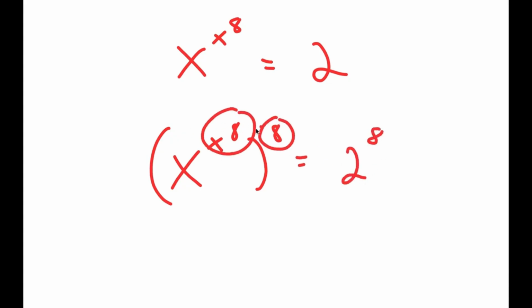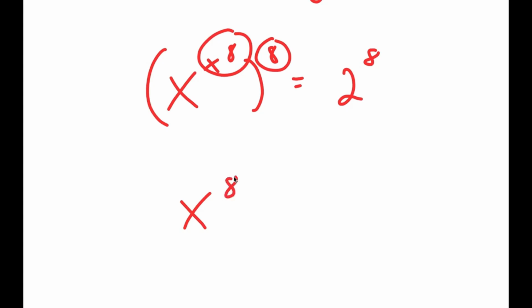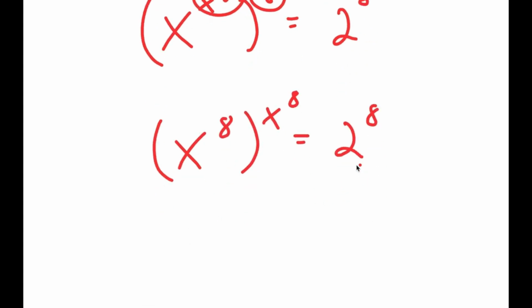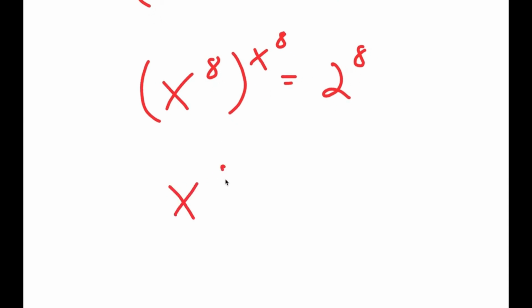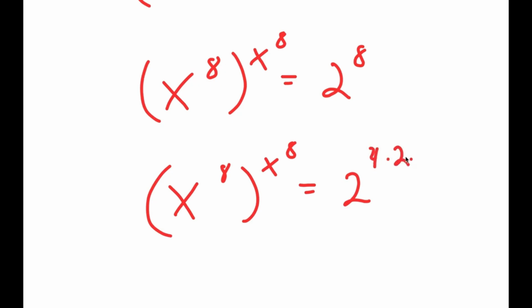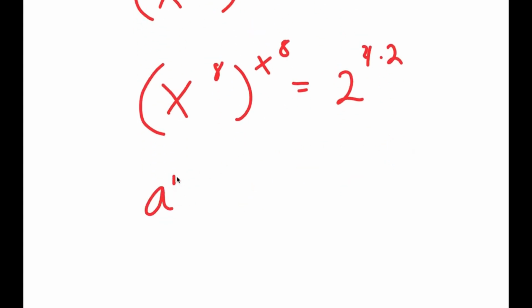And now I'm going to switch the places of these two. So I get x to the power of 8 to the power of x to the power of 8 is equal to 2 to the power of 8. Now I can rewrite 2 to the power of 8 as 2 to the power of 4 times 2. And if I have something in the form a to the power of m times n, this is equal to a to the power of m, to the power of n.